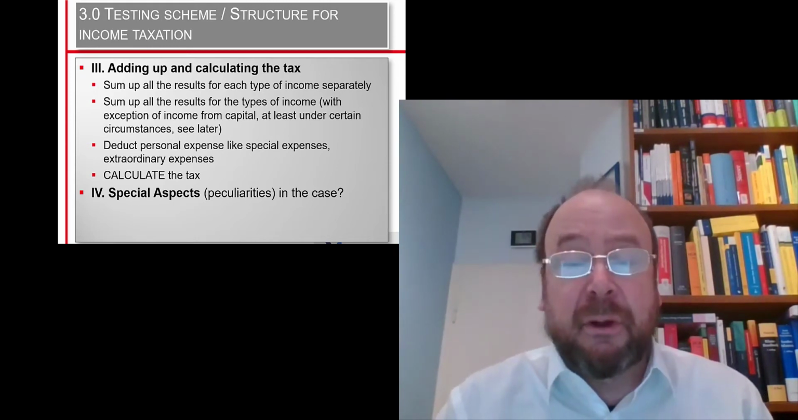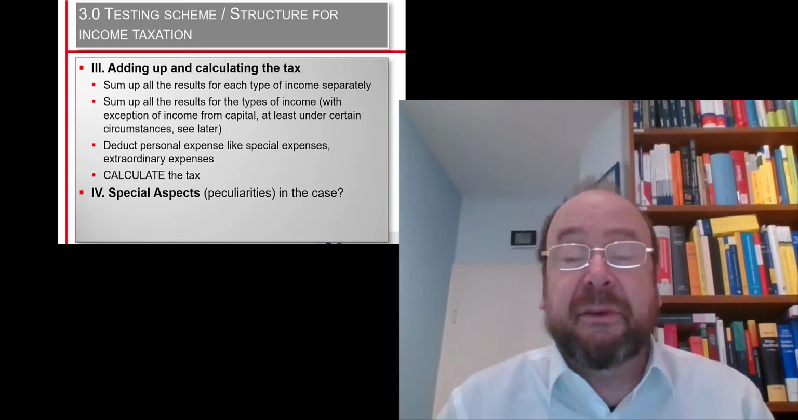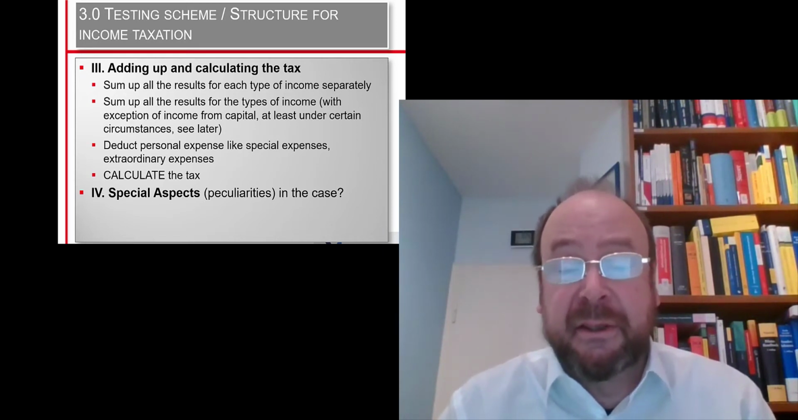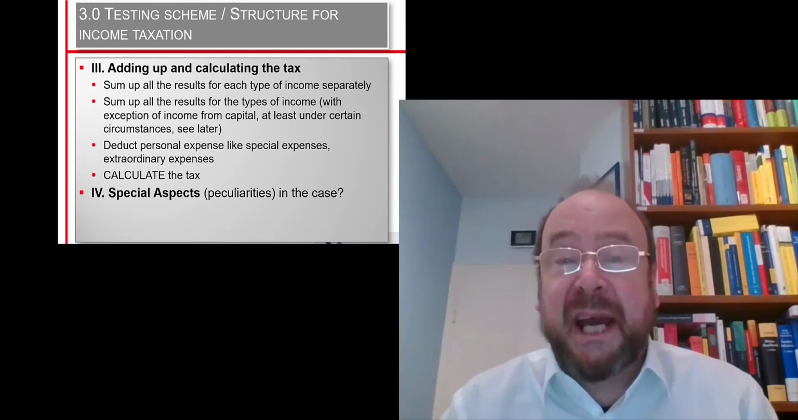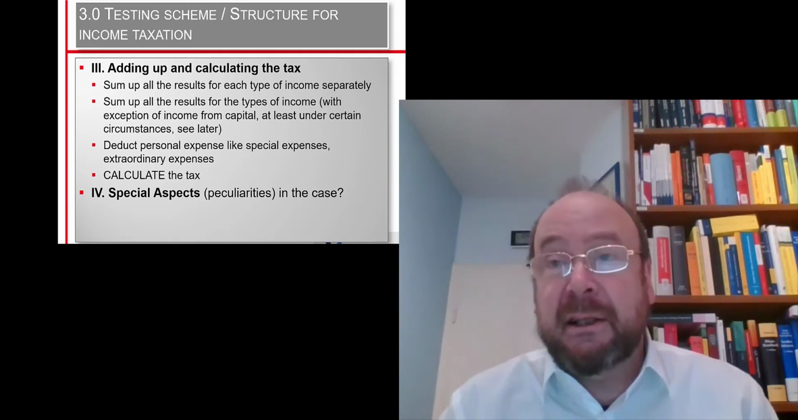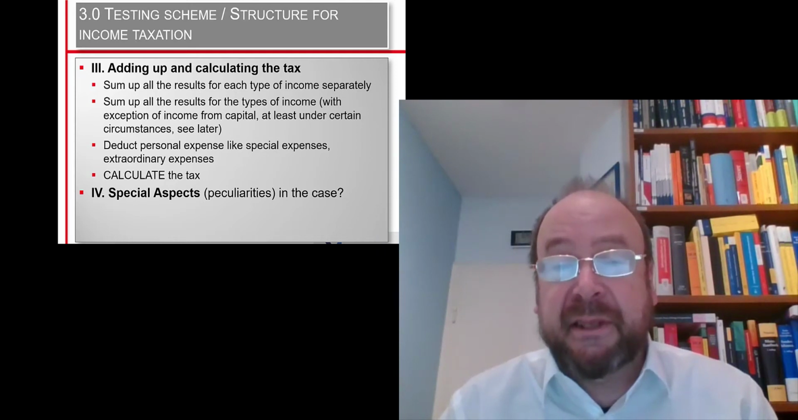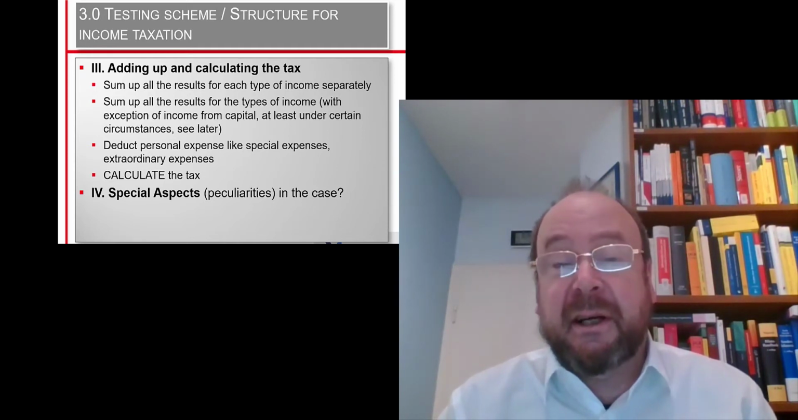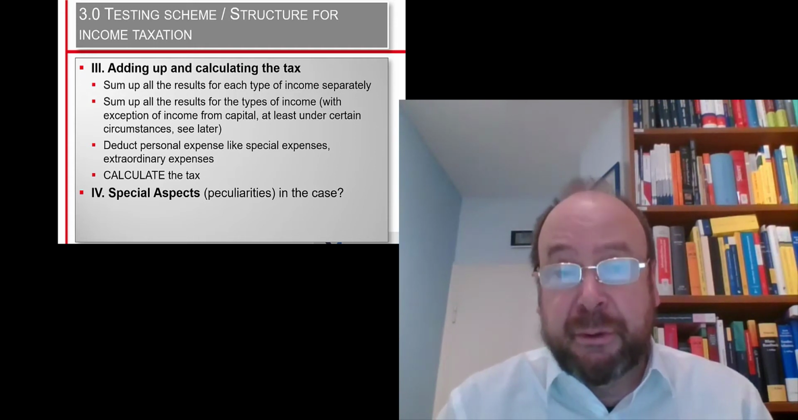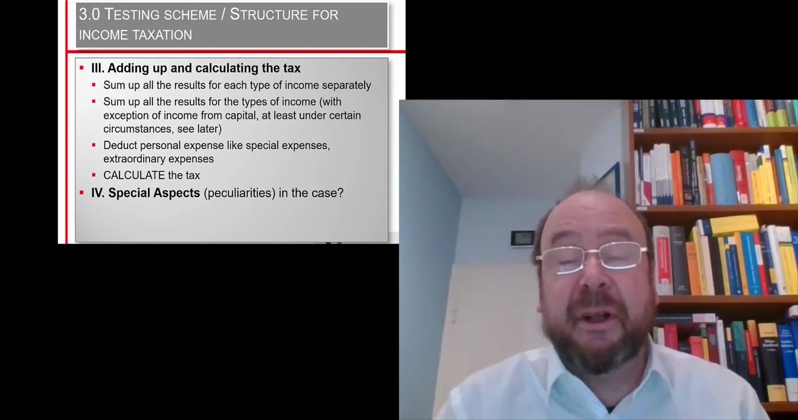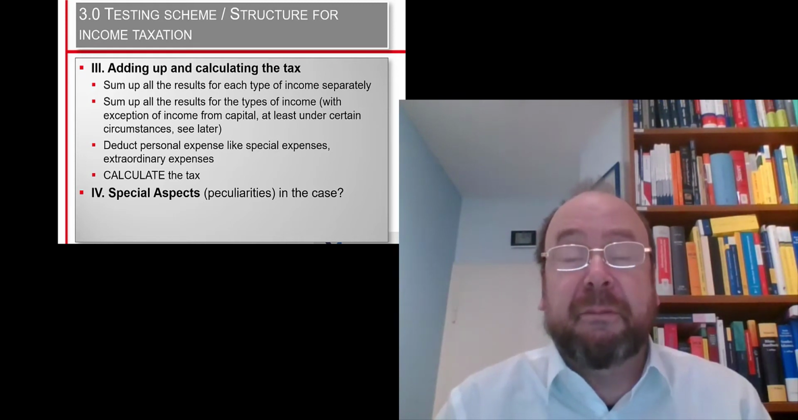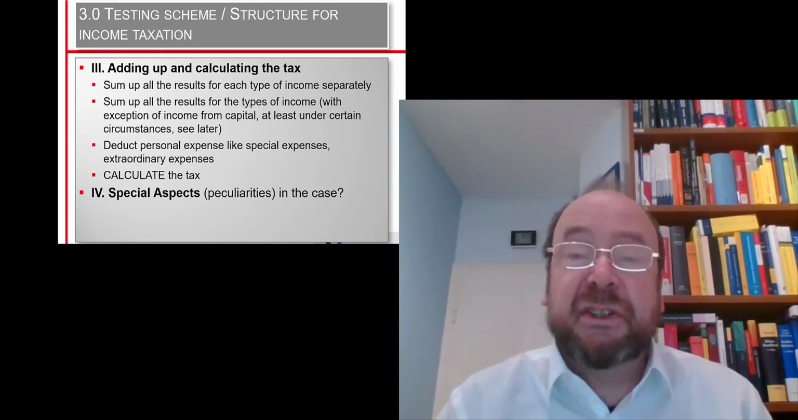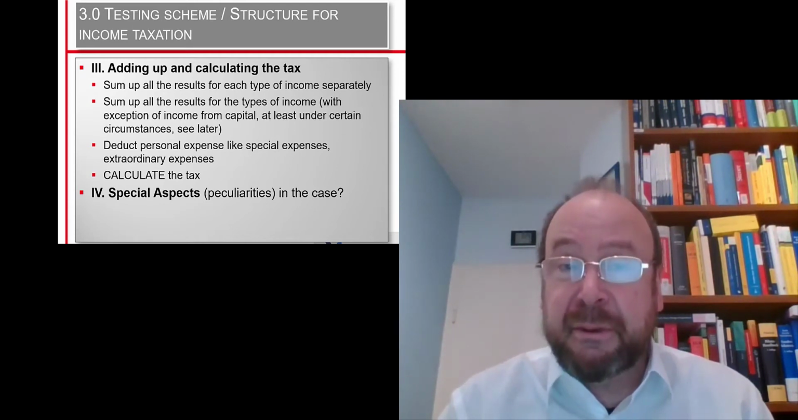And from the overall result of that, your total income, you would then deduct those personal expenses, which you can deduct. And then in the end, when you have the total taxable income, you would then begin to calculate, to apply the tax tariff and calculate what has to be paid. The last entry in my testing scheme is a kind of a dummy. Are there special or particular or peculiar aspects connected with the case which have not been dealt with up to now? So there might be some questions which can only be answered at the end of a case when you know everything about it.